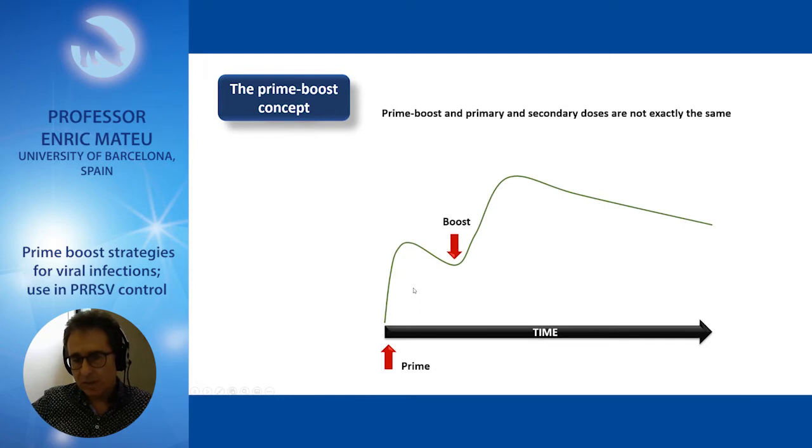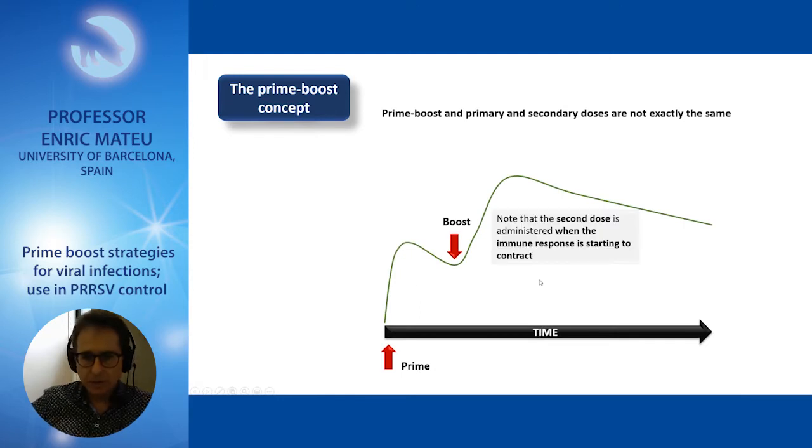In the prime booster strategy, the approach is different. Note that the second dose in this type of strategies is administered when the immune response is starting to contract. So what we want, our intention here, is to boost this decaying response.